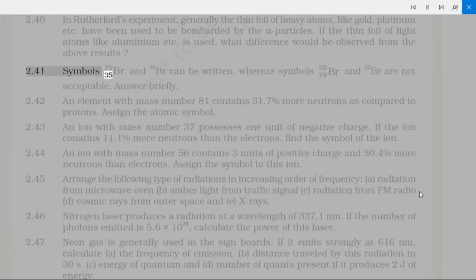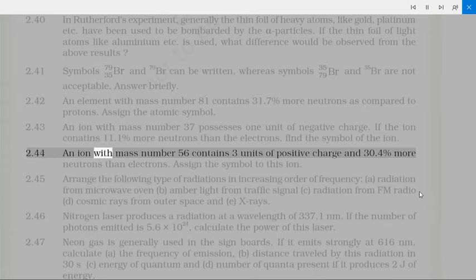2.41 Symbols 35-79Br and 79Br can be written, whereas symbols 79-35Br and 35Br are not acceptable. Answer briefly. 2.42 An element with mass number 81 contains 31.7% more neutrons as compared to protons. Assign the atomic symbol. 2.43 An ion with mass number 37 possesses 1 unit of negative charge. If the ion contains 11.1% more neutrons than the electrons, find the symbol of the ion.